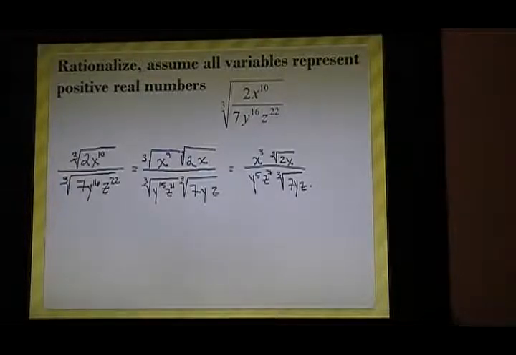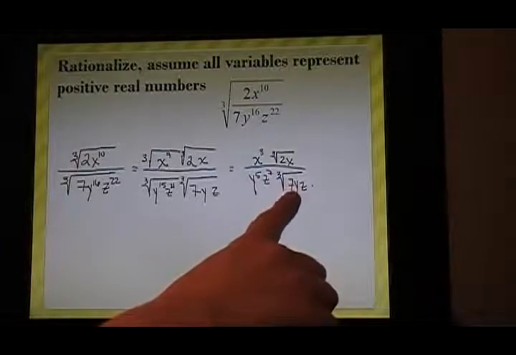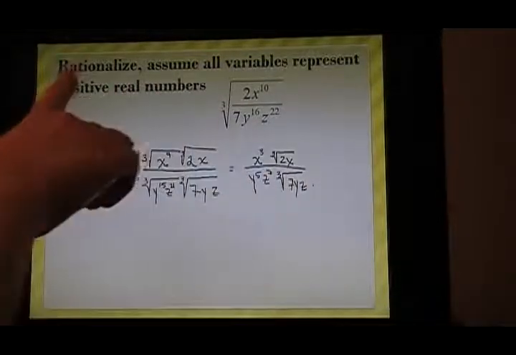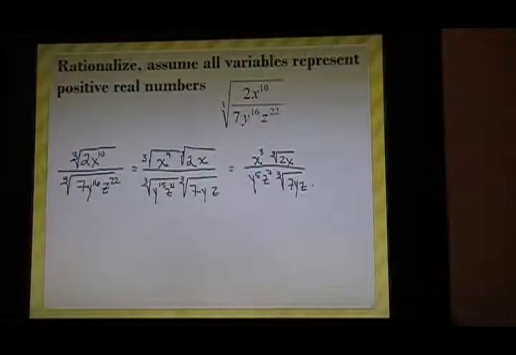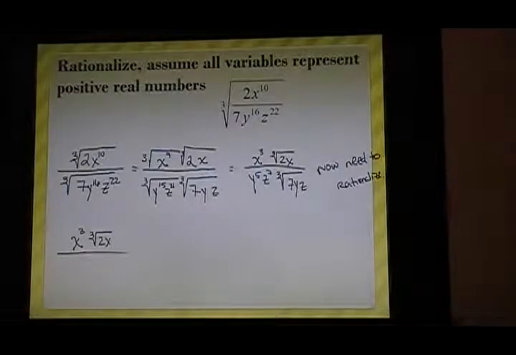But we can't stop because we still have this root in the bottom. So because of that, we do have to rationalize. Okay, so I'm going to bring this down here. So we have x to the 3rd times the cube root of 2x over y to the 5th, z to the 7th times the cube root of 7yz. Okay?